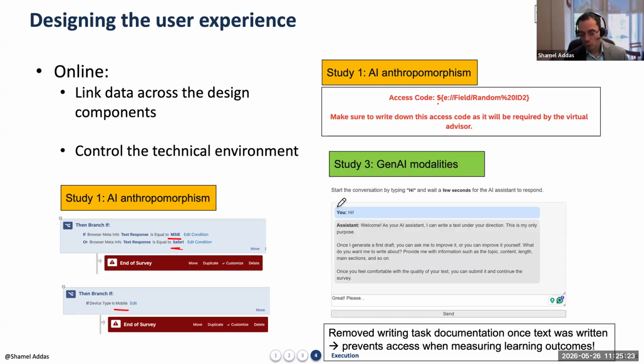Okay. We removed the documentation. We gave them some writing task documentation, but once it came to the writing, we removed that. They could no longer access it, so that it could not pollute the learning outcomes that we were measuring later on.